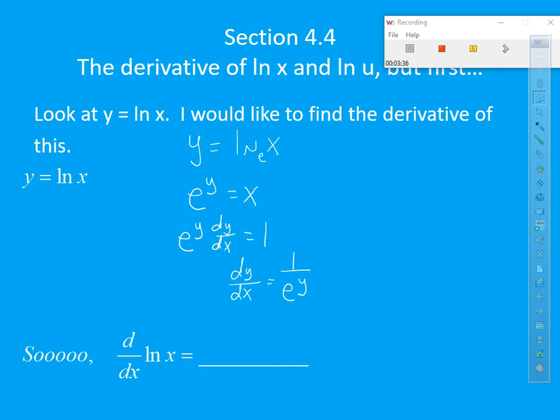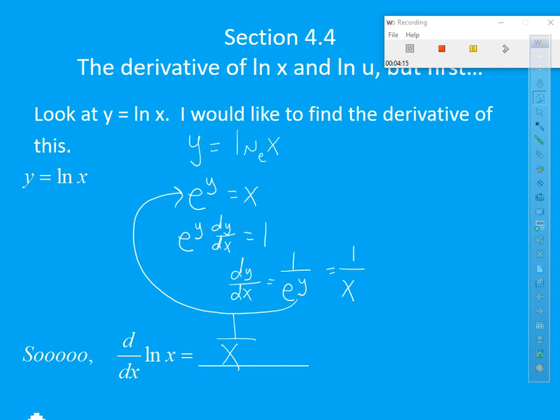But now, just like I did last class, watch what I do here. I need another name for e to the y. Well, if you look back up right there, we said that e to the y is equal to x. So the derivative of the natural log of x is really 1 over x. So here's a piece of information we're going to add to your note card here pretty quick. The derivative of the natural log of x is 1 over x. So there's where I am so far.